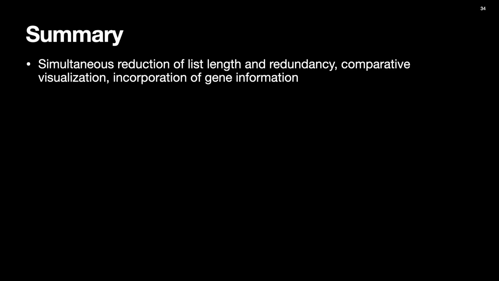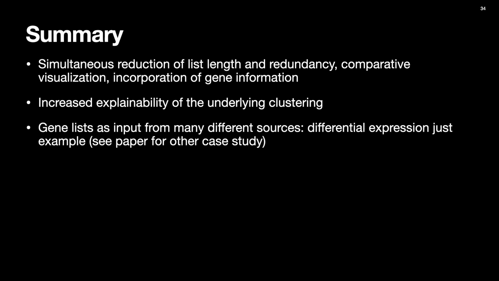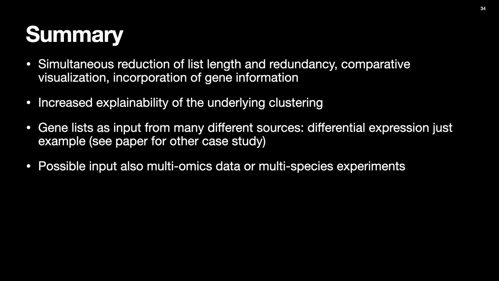In summary, GoCompass simultaneously reduces the length of the lists and their redundancy. It provides a comparative visualization and incorporates gene information. With the visualized dispensability clustering, it increases the explainability of the underlying algorithm. The gene lists that it uses as input can come from many different sources. Differential expression is just one example. It can also use multi-omics data as input or data from multi-species experiments.